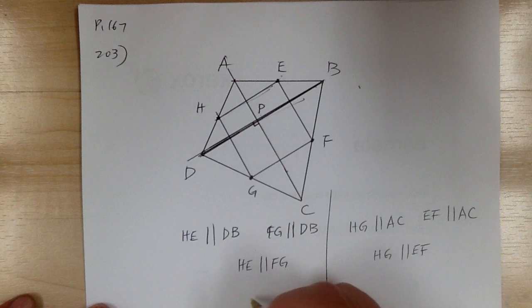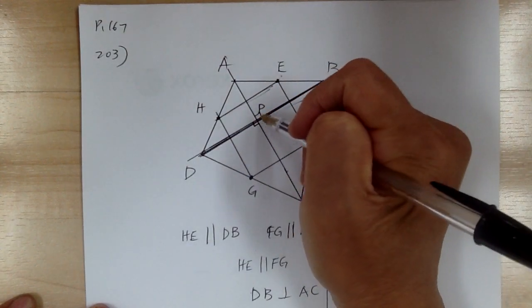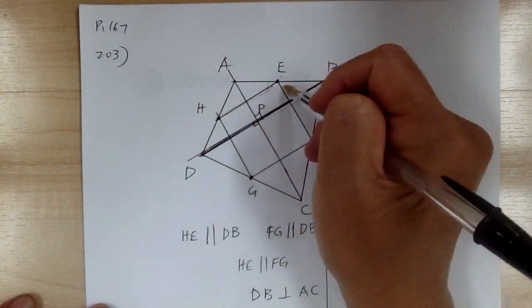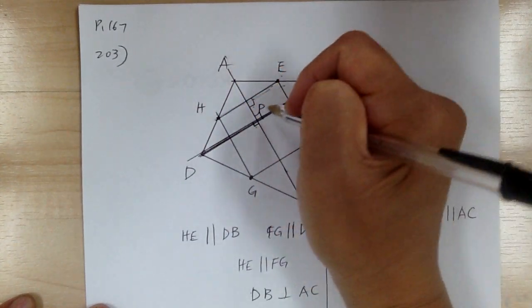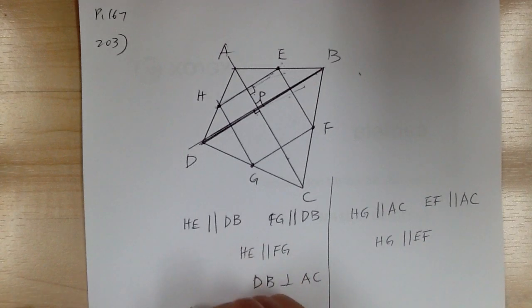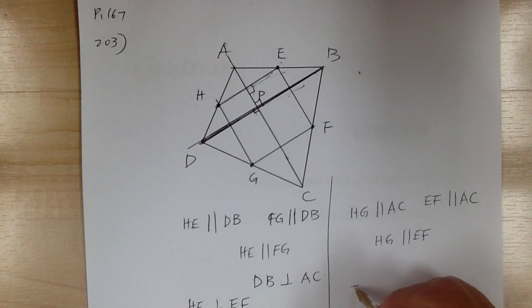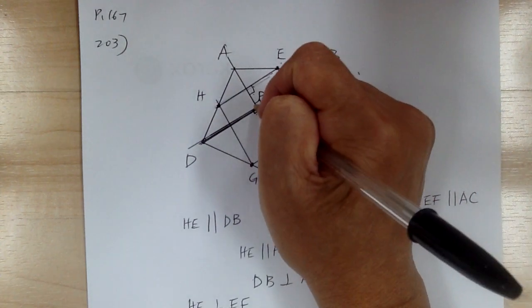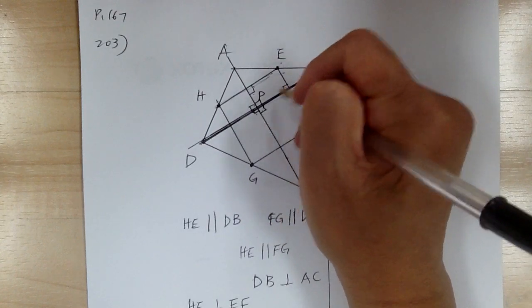Now also, from here you have DB perpendicular to AC. So this is perpendicular, and this is parallel to this, and if this is perpendicular, all this would be perpendicular. So in other words, you're going to get HE perpendicular to EF, and you're going to have HE perpendicular to HG, and on this side, you're going to have the same thing. So all this would be perpendicular. If these are perpendicular and parallel, all this would be perpendicular.